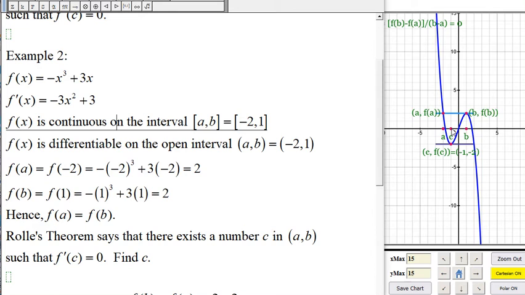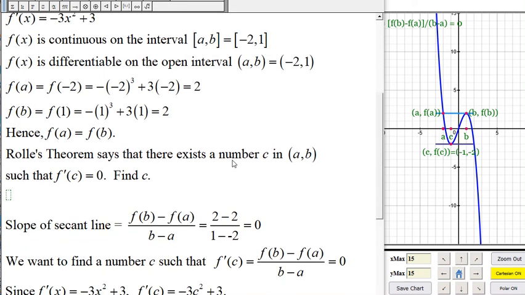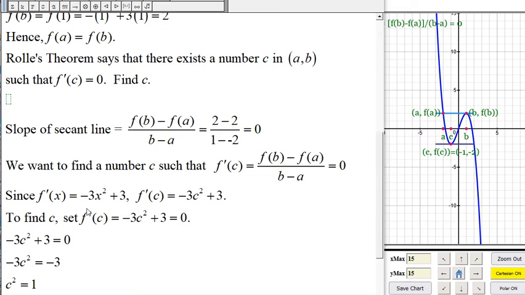And to get the number c, we want to find a number c between negative 2 and 1, such that the slope of the tangent line at c is equal to 0, like this tangent line right here. So we want to find a number c such that the corresponding tangent line is horizontal. And so to find that c, we'll do the following. Once again, the slope of this secant line right here is f(b) minus f(a) divided by b minus a, or 2 minus 2, which is 0, so we get 0. And then to find the number c, we look at the derivative.